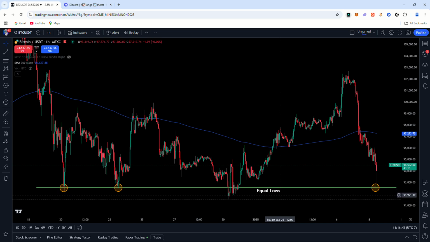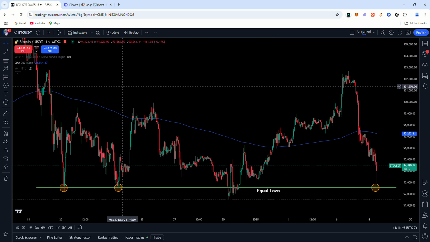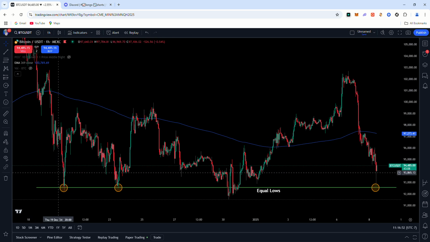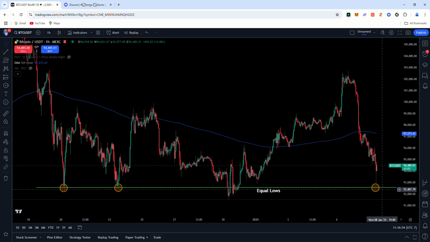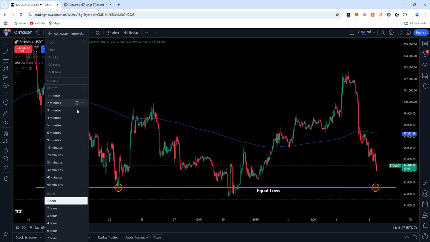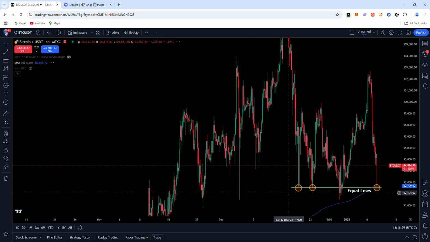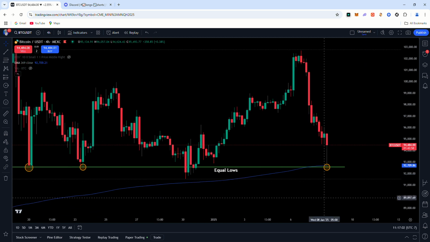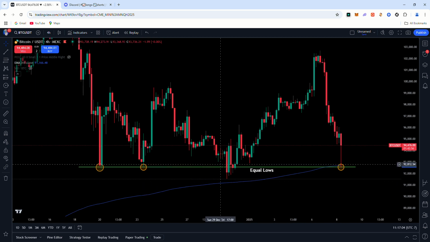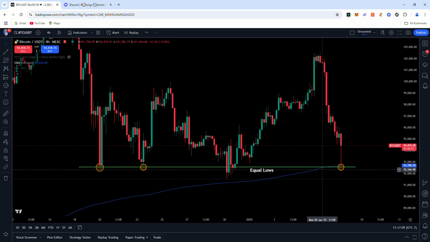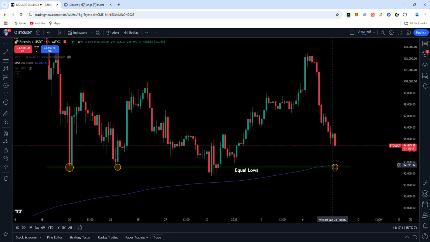We want to make sure that the lows are equal across multiple time frames. So the way we do this is that we can all see these equal lows on the 1 hour. We can go to the 4 hour and we can see the same equal lows. Bitcoin also smashed right into that 369-day EMA as well, which is another great confluence to be able to take the trade right there.